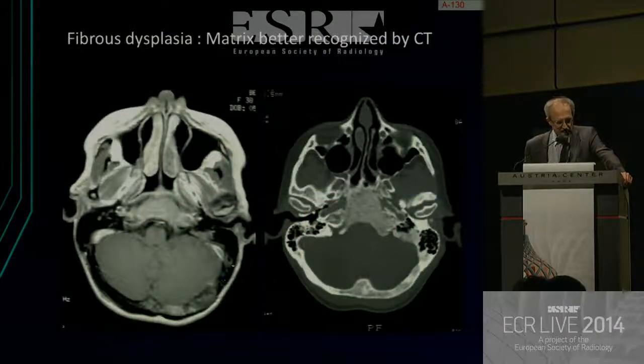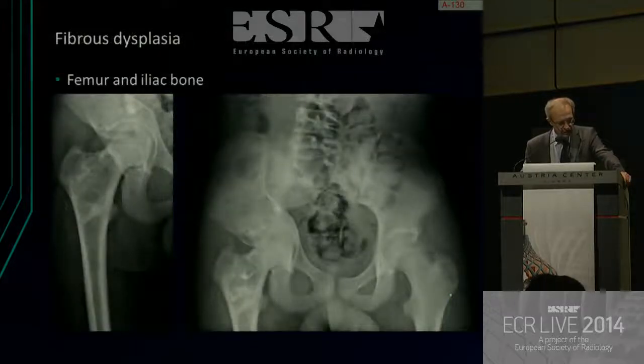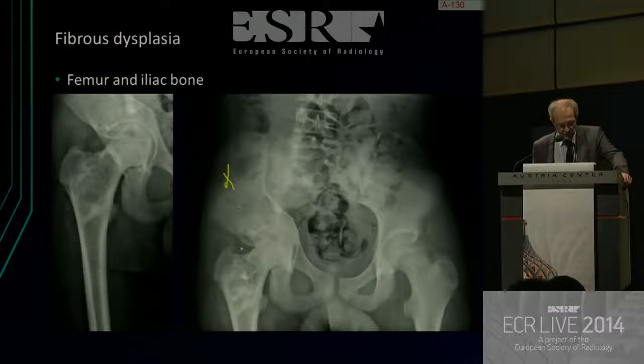When you do MRI of the skull, you will sometimes see strange lesions in the bone, and it's difficult to make the diagnosis of fibrous dysplasia on MRI. So I recommend to do the CT scan and to look at this ground glass appearance, which is better recognized on CT. Fibrous dysplasia here in this patient, in the iliac bone and in the femur, we will examine it on MRI.